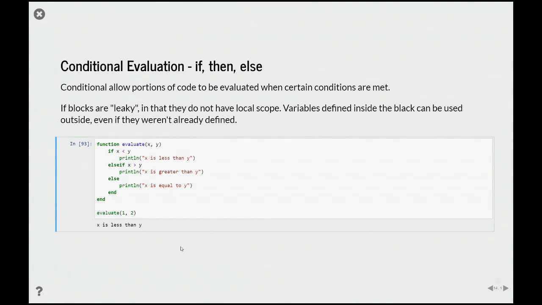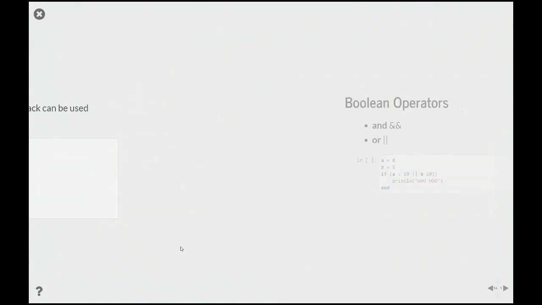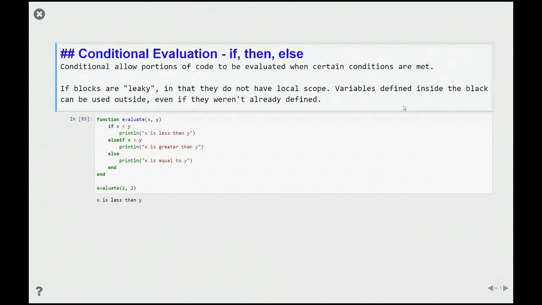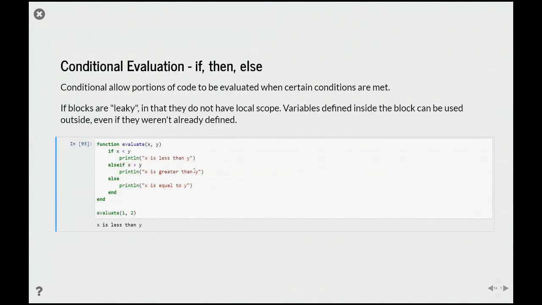Now there's an interesting little thing about conditional evaluations, that they are leaky. And that means that they do not have local scope. Variables defined inside the block, not the block, inside the block, can be used outside of the block, even if they weren't already defined. And this can create some issues at times.